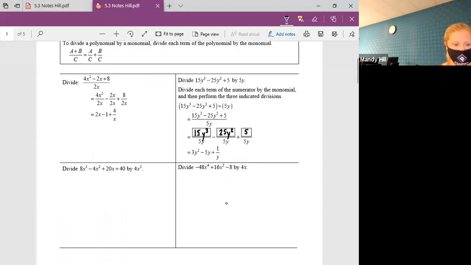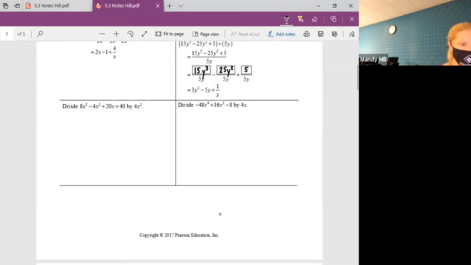Okay. So let's work one of these on our own. If we're dividing this by 4x squared, they're wanting us to take each one of these things and put 4x squared underneath it. So all I'm doing is writing what the original problem is, but I'm dividing by 4x squared under each one of these.